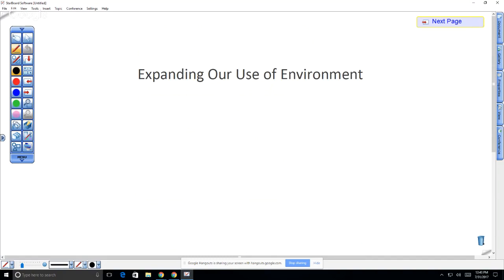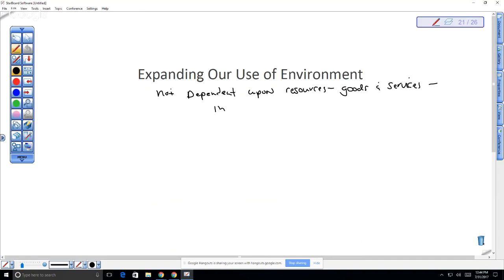Okay, so humans, as I mentioned before, have expanded our use of the environment. So we're not dependent upon resources, goods, and services in our immediate environment.